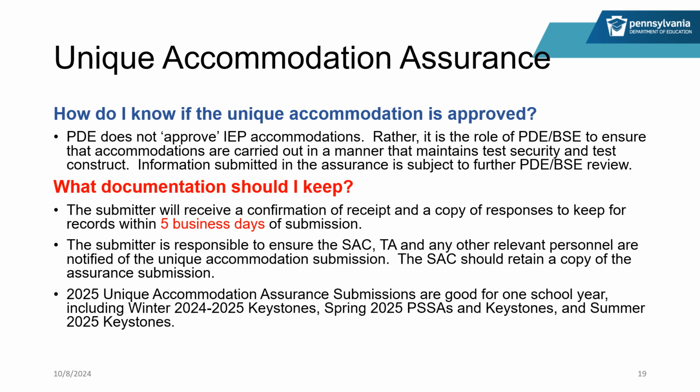You will receive a copy of your submission for your records within 5 business days of submission. The assurance form must be kept on file by the SAC, along with a copy of the student's current IEP or 504 plan with the unique accommodation documented. You do not need to submit signatures or the student's IEP or 504 plan to PDE.